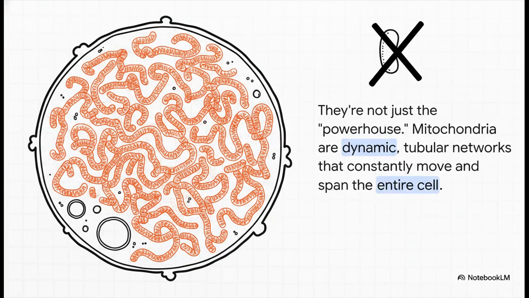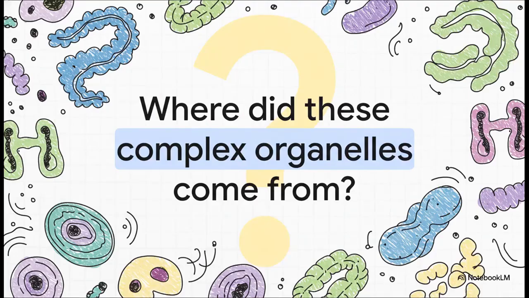And we're going to focus on one in particular, the mitochondrion. Now, I know what you're thinking. The powerhouse of the cell, right? Everybody learns that. Well, that's a massive, massive oversimplification. In reality, mitochondria are these dynamic, constantly moving, tube-like networks that can stretch across the entire cell. They're not just little bean-shaped power plants. And their complexity, it just begs a huge evolutionary question.